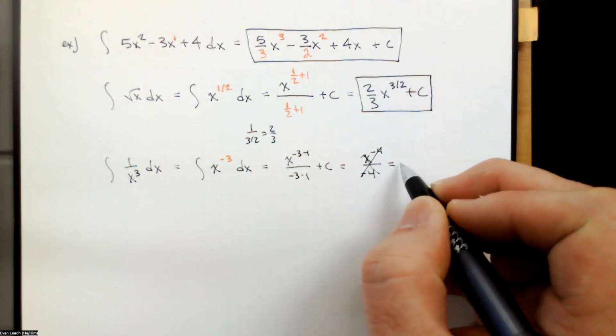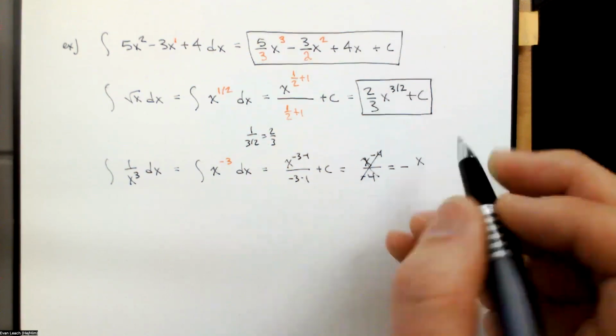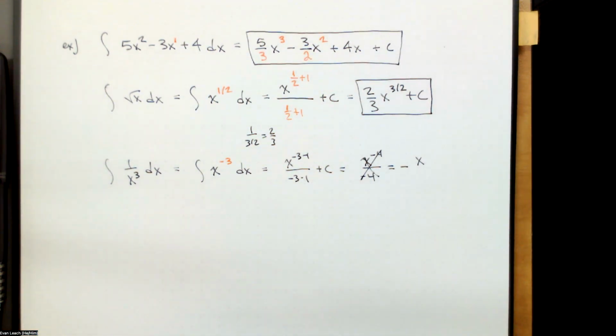We're going to write this as negative x to the, shoot. This is all coming out terrible.